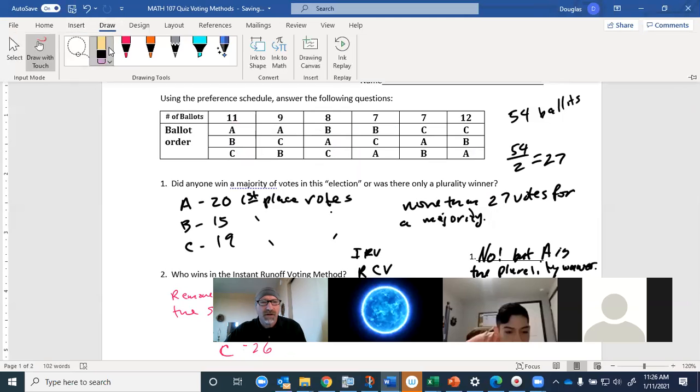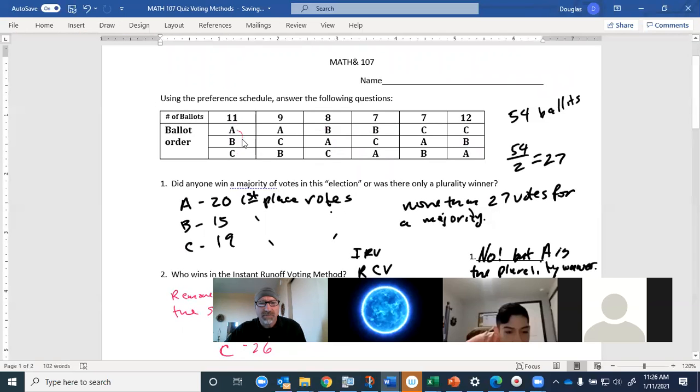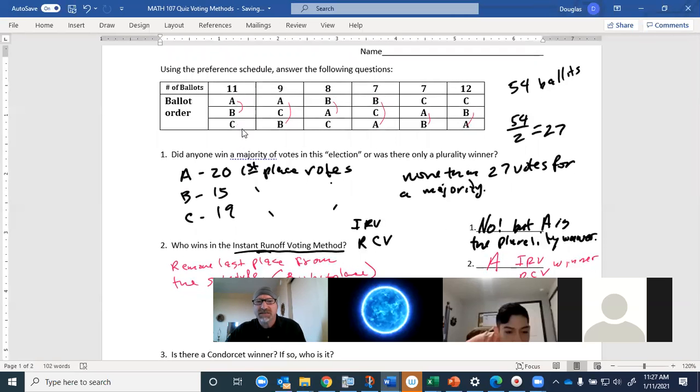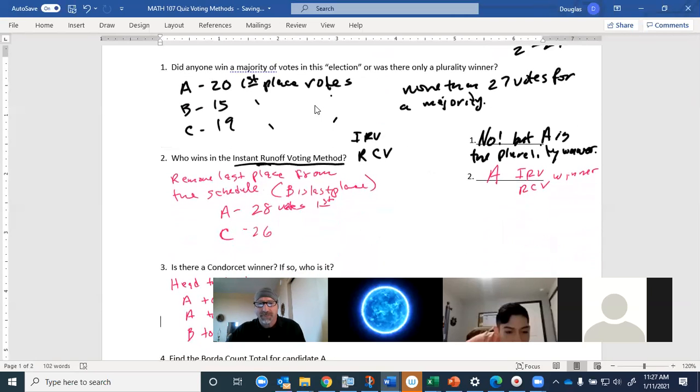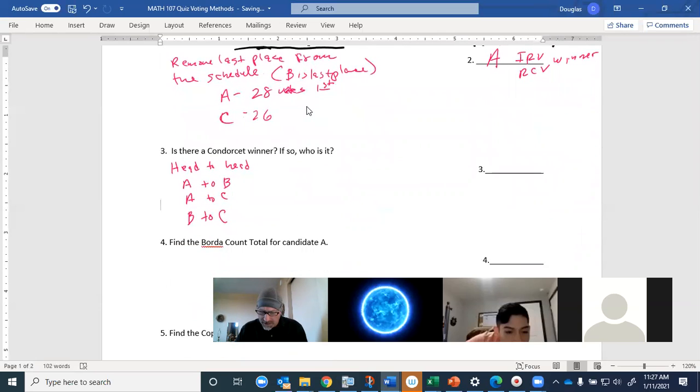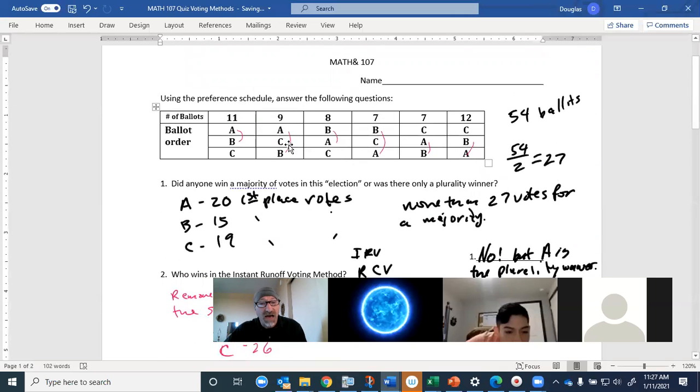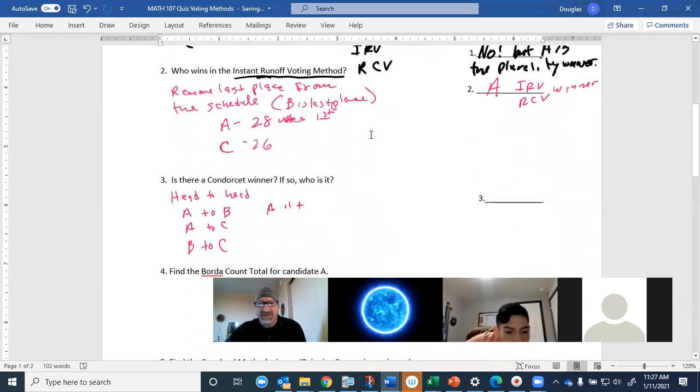Okay, so here's A compared to B, A and B, A and B, A and B. Let's count up. How many times did A beat B? A beat B here for 11, so I'll just put that there first. A had 11 plus here 9, and then 7. 11 plus 9 plus 7.